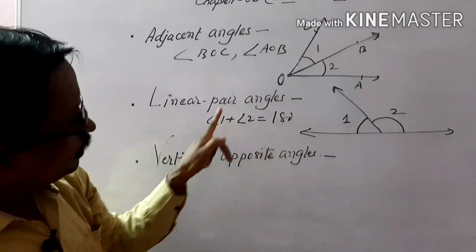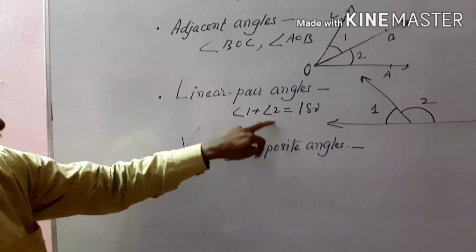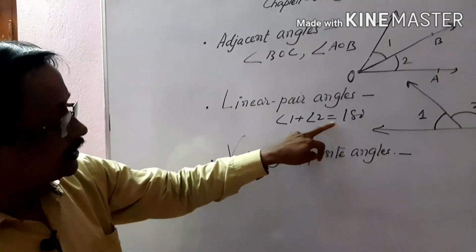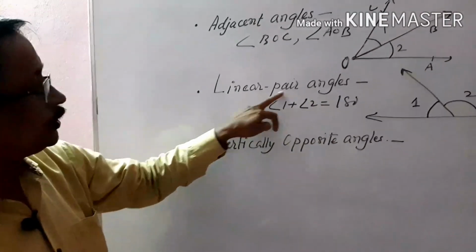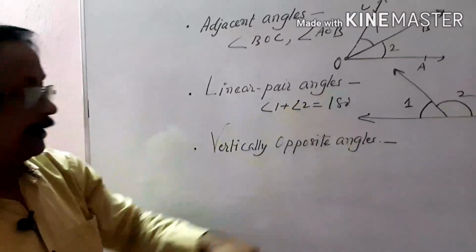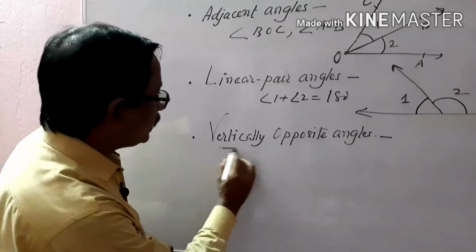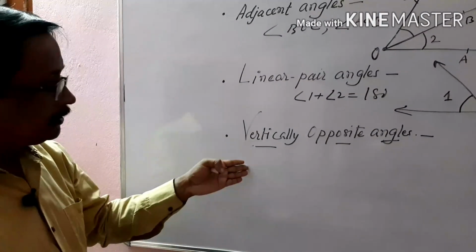So this one is called linear pair angles. How do you define linear pair angles? A pair of adjacent angles which make a line, the sum of these two angles is 180 degrees. This one is known as linear pair angles. Next point, what do you mean by vertically opposite angles? Vertically opposite angles are very, very important.